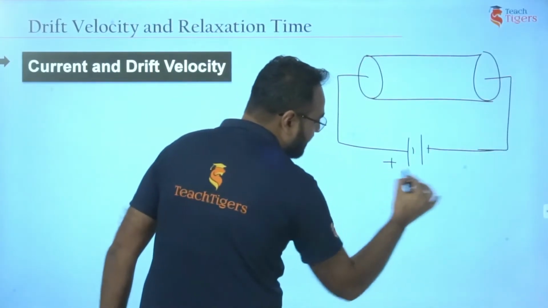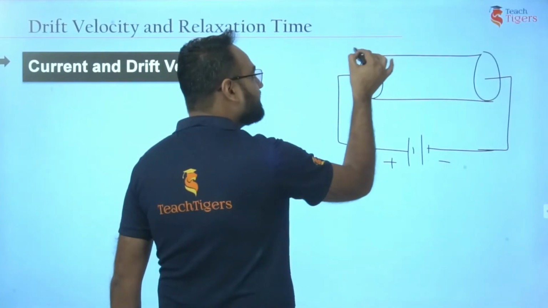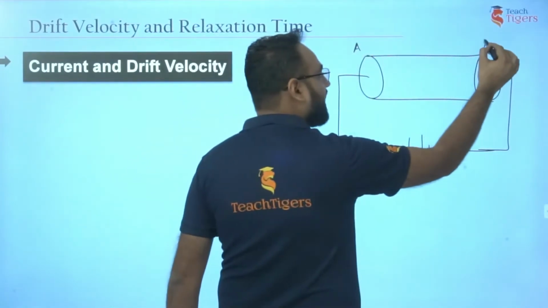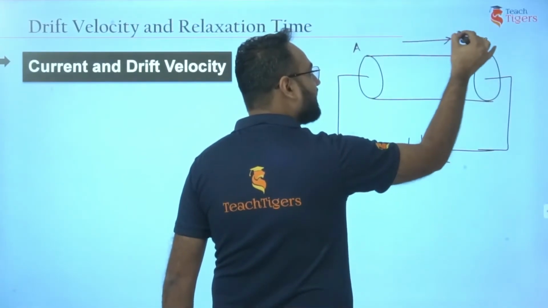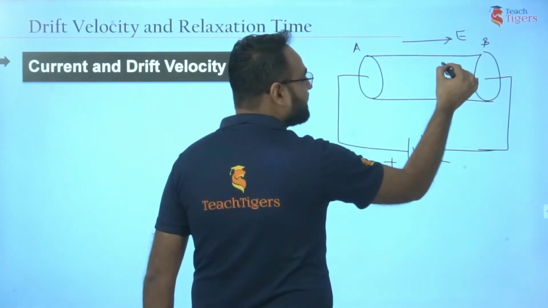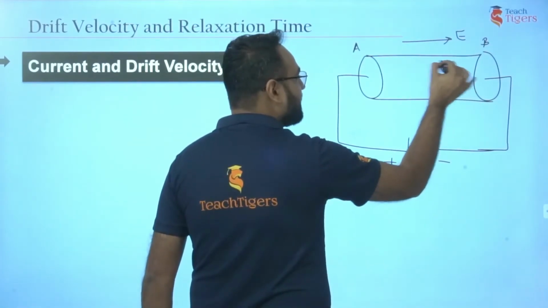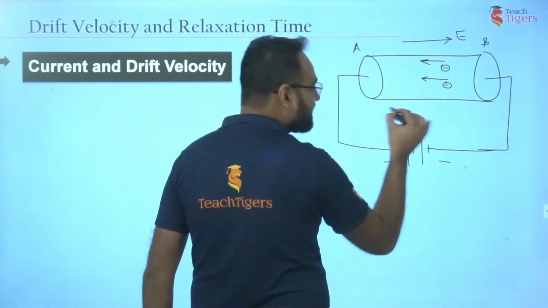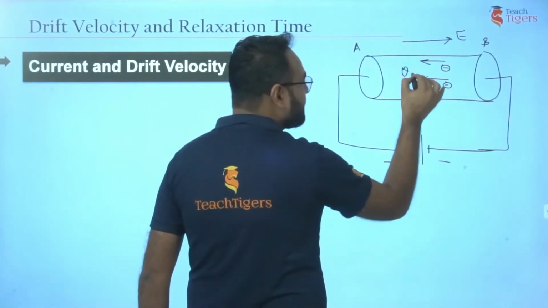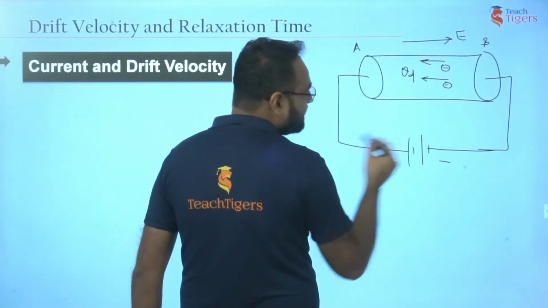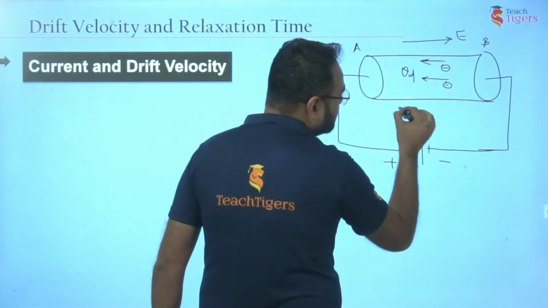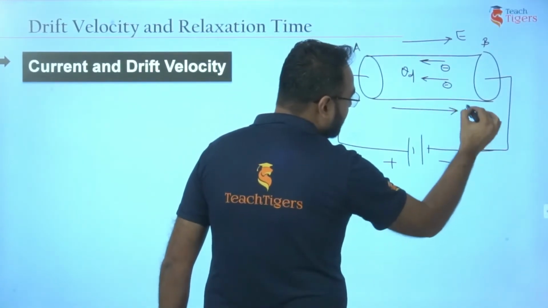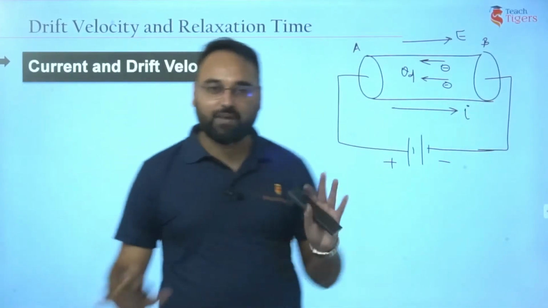This is the positive terminal of the battery, this is the negative terminal. Terminal A will be at higher potential, there will be an electric field like this, and because of this field, these electrons will experience a force like this. They will start moving in this direction with drift velocity, and a current is established in this direction. This is how it happens.